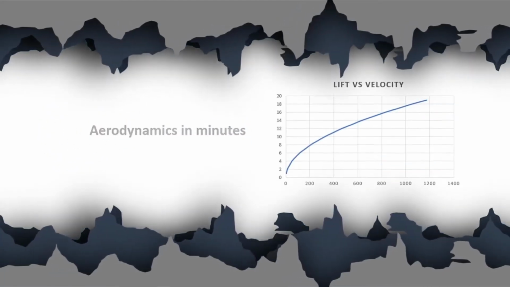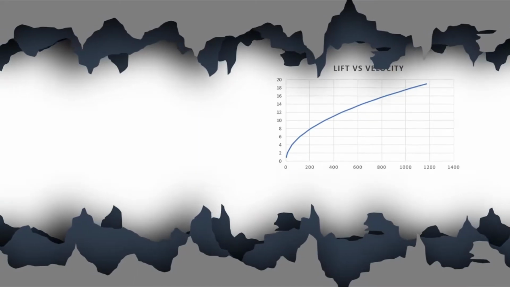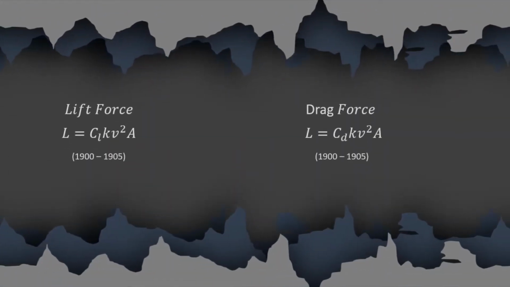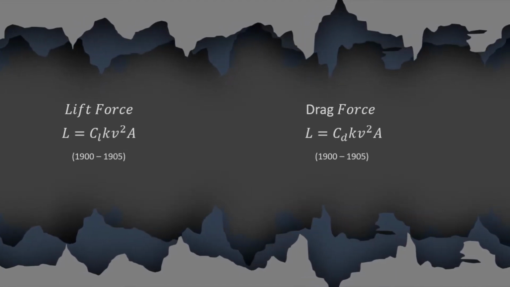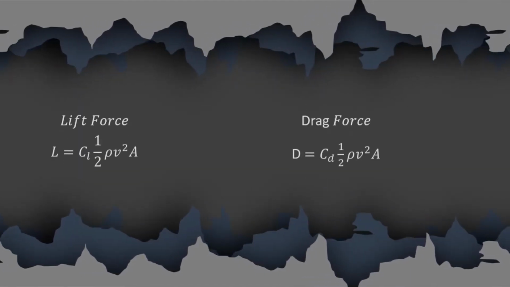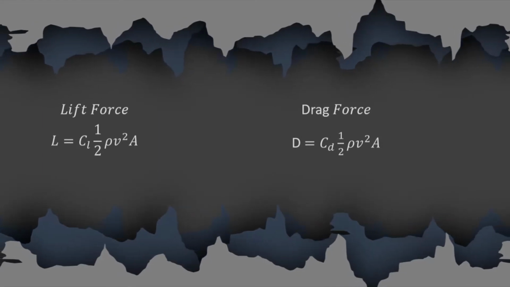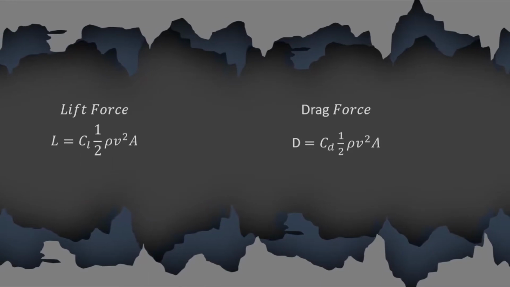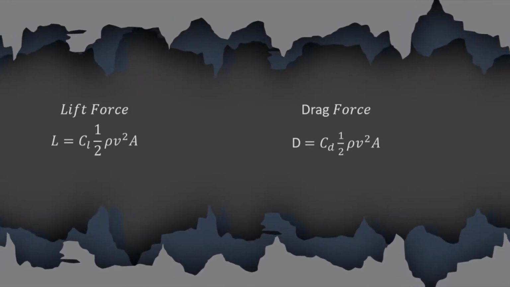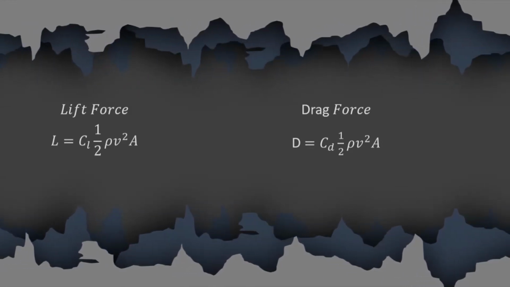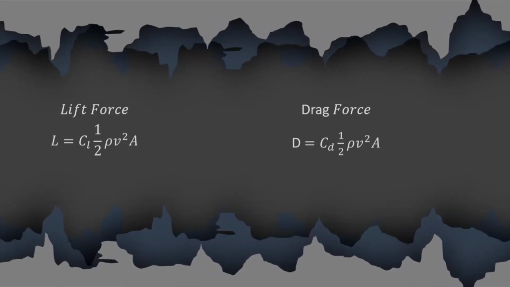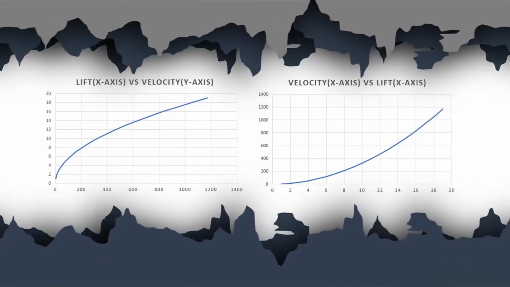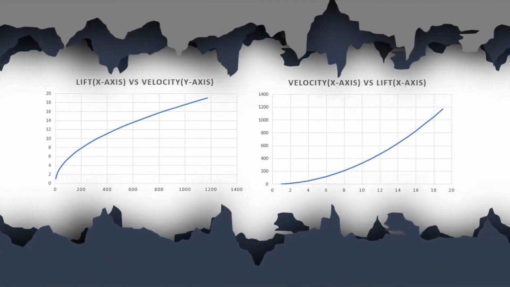In this video, we are going to talk in detail about the lift and drag force equations. These are the lift and drag force equations used in the years 1900 to 1905, and these equations evolved. The lift and drag force equation used today is: lift is equal to coefficient of lift into half into density into velocity squared into area, and the drag is equal to coefficient of drag into half into density into velocity squared into area.